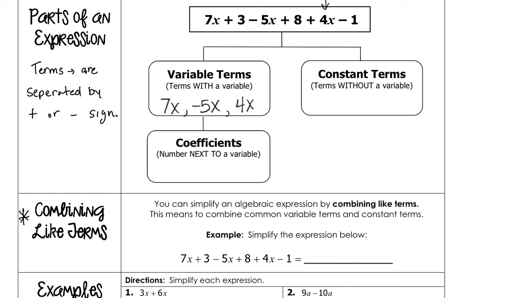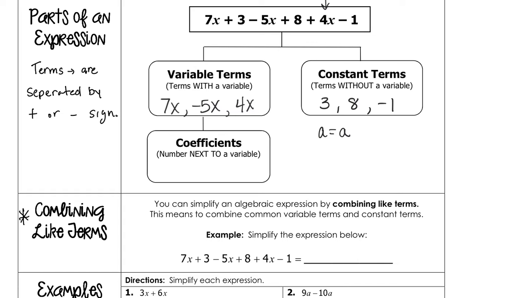And then I have constant terms, which are terms without a variable. They're called constants because we talked about the reflexive property, where A equals A, which means a number must always be itself. It's called a constant because if a number continues to always be itself, that's kind of the definition of being constant. So your constants are 3, 8, and negative 1.